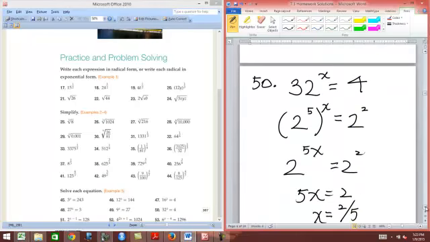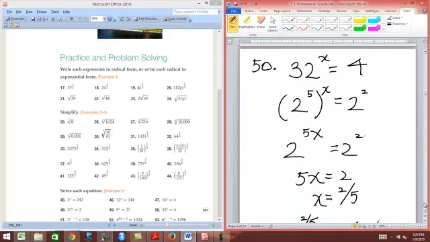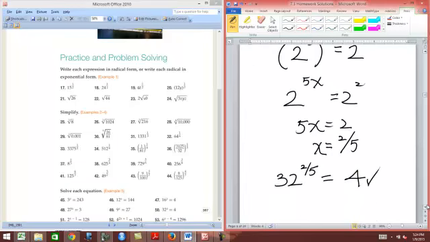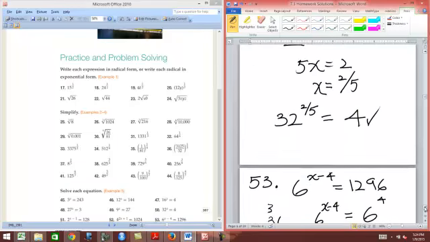Moving on. 30. Okay, so here we're going to change both of them. We're going to give them both base 2. 32 to the x equals 4. 32 is 2 to the 5th, raised to the power of x, equals 2 squared. So 2 to the 5x equals 2 to the 2. 5x equals 2, x equals 2/5, and we check it. 32 to the 2/5 equals 4, definitely.